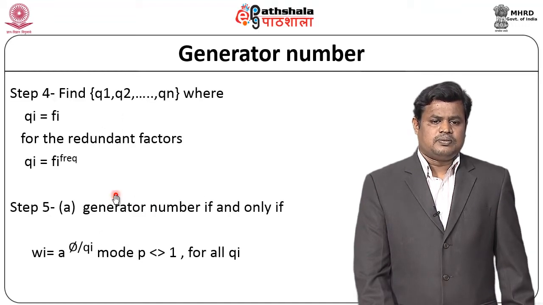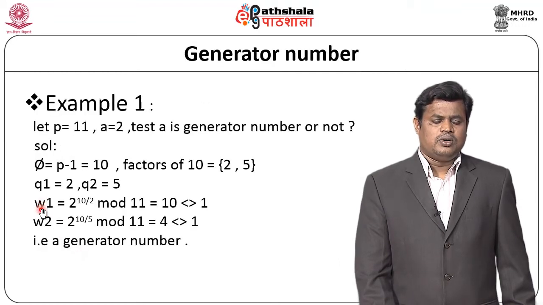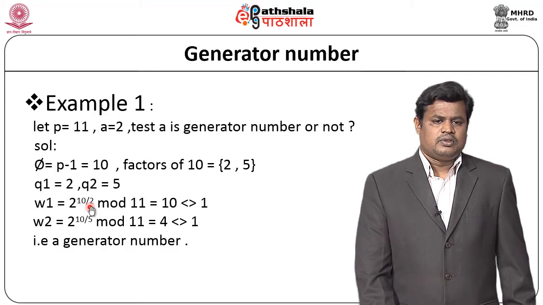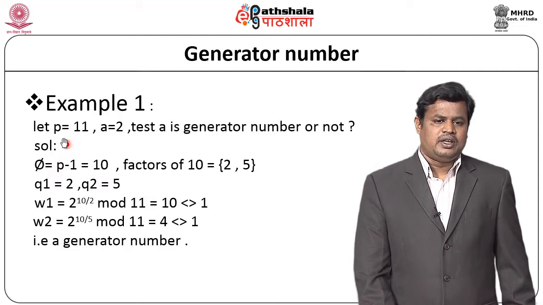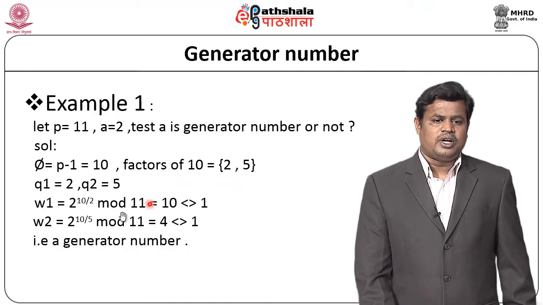Based on the last step, wi is equal to a power phi divided by qi mod p. Now I need to find w1 and w2, because we know q1 and q2. First I will take a power phi divided by qi. Already we know phi is p minus 1, that is 10, where p is 11, and the factors of 10 are 2 comma 5. So now I want to find w1 and w2.